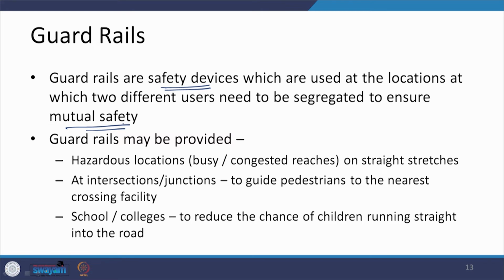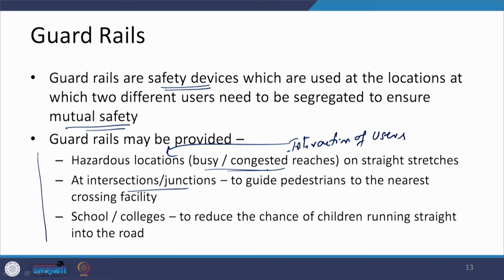Now, where we are going to provide them, certain points have been listed here. What it says is that if you are in very busy or congested reaches, and because of the interaction of users it culminates into a hazardous condition or hazardous location, then it is better to provide the guardrails and segregate those people who are going to be interacting in that form, or these can be provided at the intersections or the junctions.